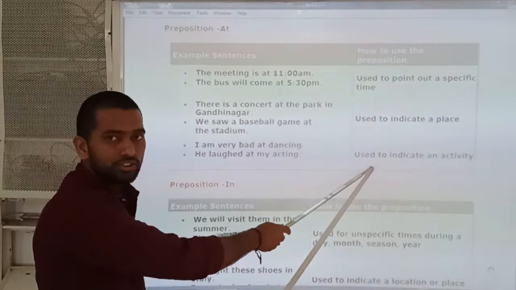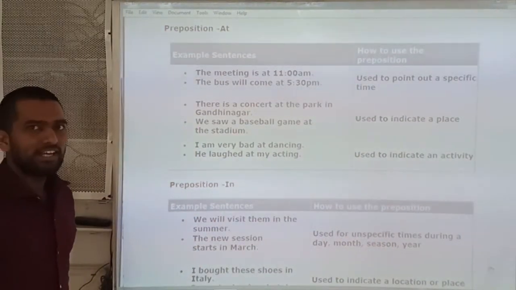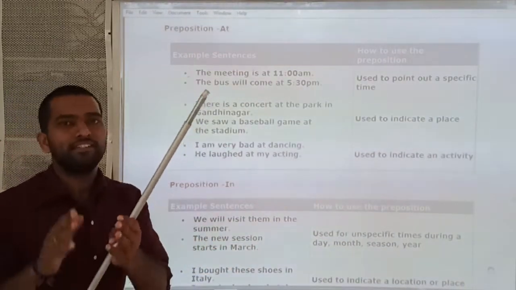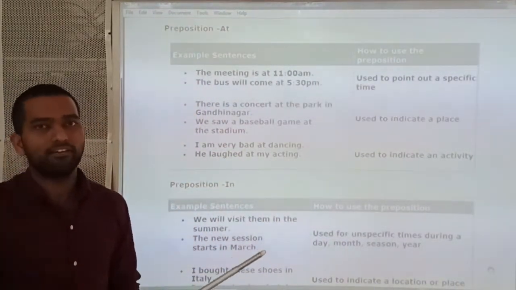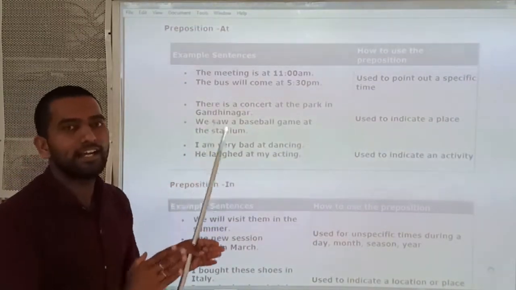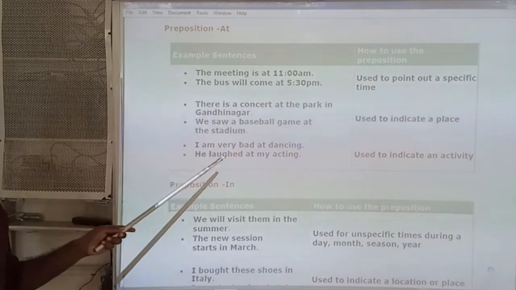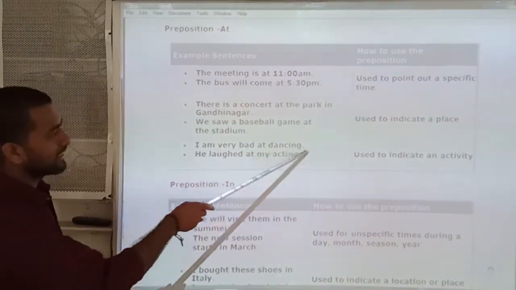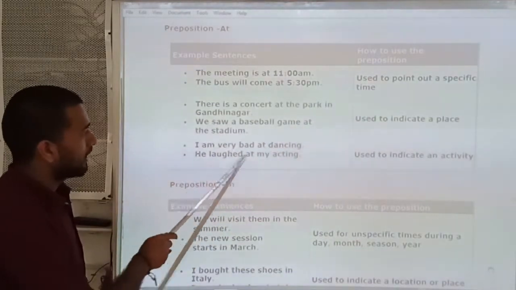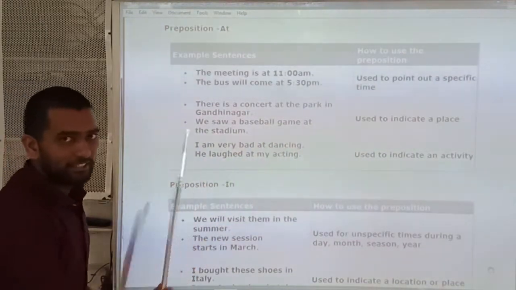It is also used to indicate an activity. What is an activity? Activity means anything which you do daily or which you have any talent in. Okay, look at these examples now. I am very bad at dancing. Dancing is an activity and you are very bad in it. Okay, so you are very bad at it.